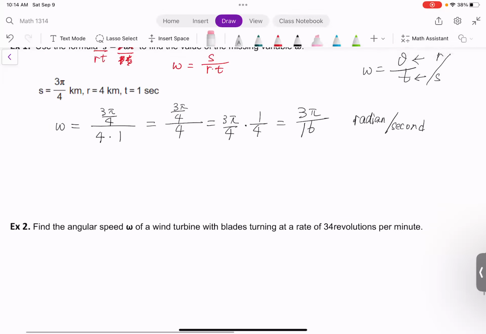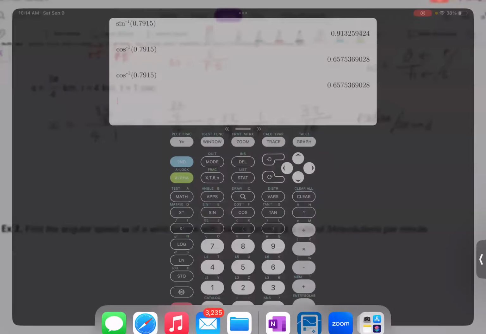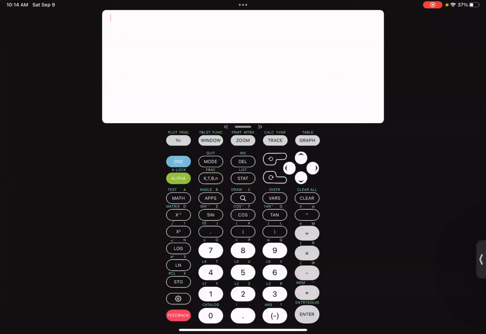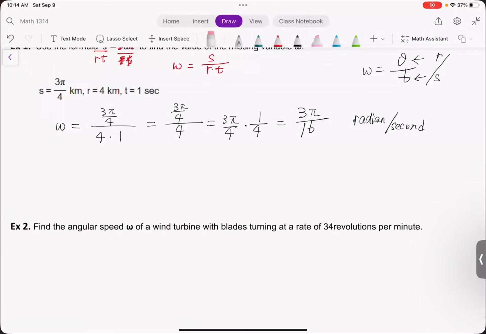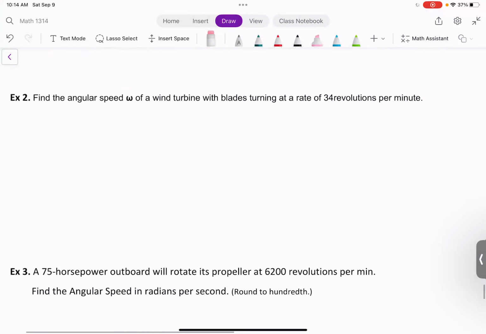If you want to use your calculator, you can enter 3 pi divided by 16. Then round to maybe 4 or 5 decimal places, or round it to the hundredths. All right, let's see the next one.